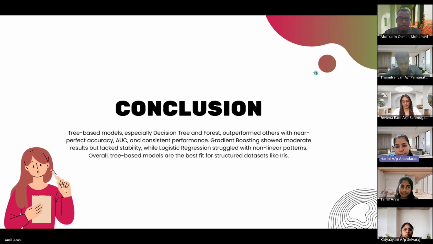So the next part is the conclusion. Basically, tree-based models, especially the decision tree and random forest, outperform others with near perfect accuracy, AUC, and consistent performance. Gradient boosting shows moderate results but lacks stability, while logistic regression struggles with the non-linear patterns. So overall, tree-based models are the best fit for structured datasets like IRIS. So that's all from us. Thank you so much.